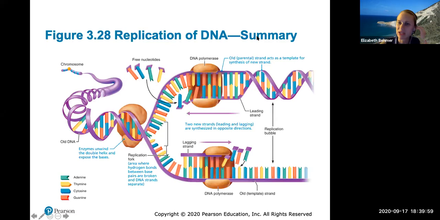So here's a look at replication of DNA, just a summary. Here's our chromosome, here's our old DNA, and enzymes will attach to the old DNA and split it apart, and we call the splitting of the original old DNA the replication fork. So the DNA will split at that replication fork, and then a leading and a lagging strand, these are just the names of the new DNA strands that will be formed with one half of the old DNA strand. So again, at the end, we get two new strands of DNA that are genetically identical to the old DNA.